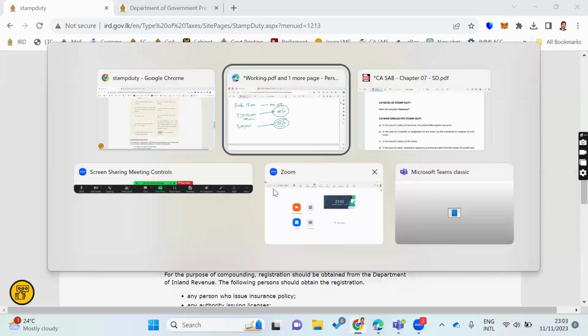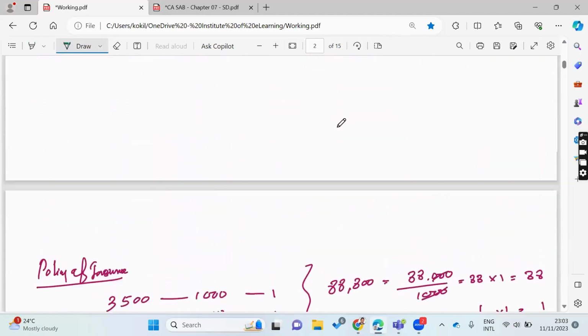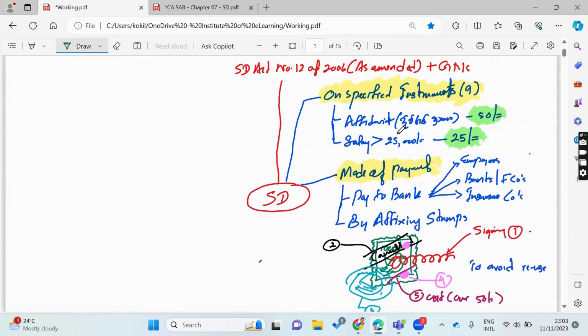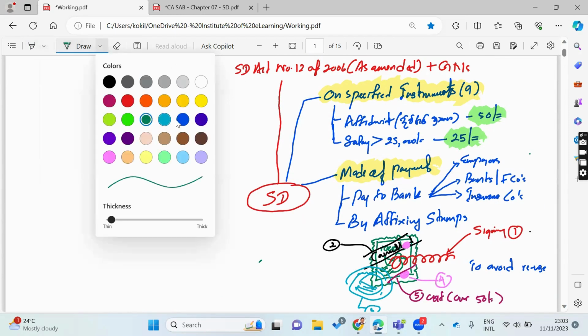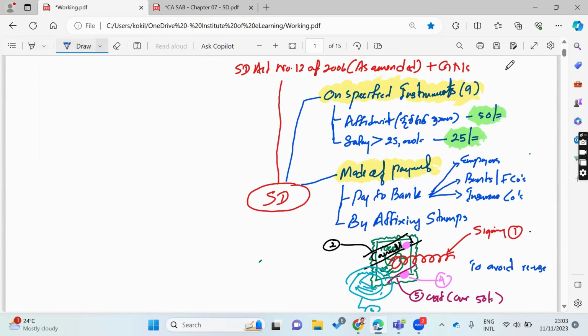Right. The very basic rates I anyway discussed on the whiteboard. The affidavit, salary, and I also explained one policy of insurance, right? Policy of insurance. Now you are comfortable to write down general insurance policies. If you want, you can write it down somewhere here. Insurance policy, policy of insurance, right?